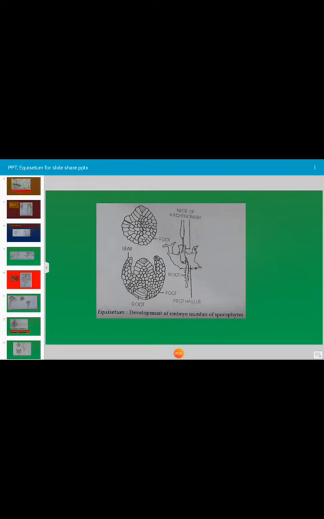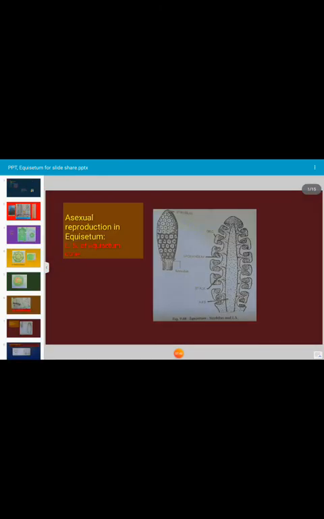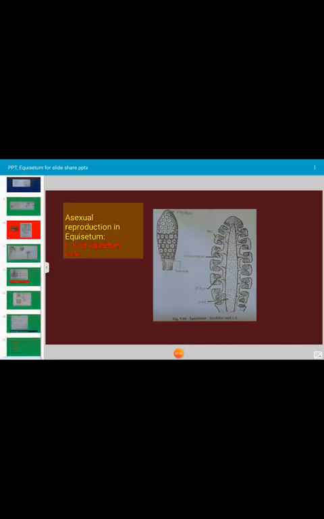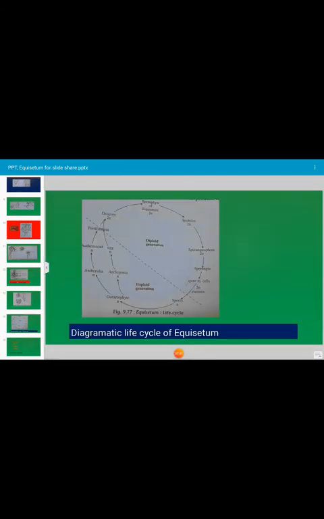And in case of Equisetum, the characteristic feature is that the spermatozoids are ciliated. This we have to remember. And after fusion the zygote is formed. In the zygote there is no reductional division, it directly develops into the embryo, and that embryo develops into a new plant. Next, this is the diagrammatic life cycle of Equisetum.